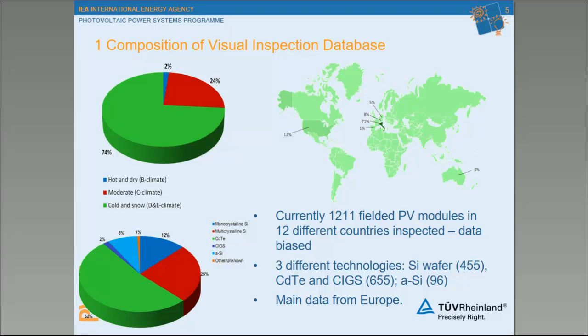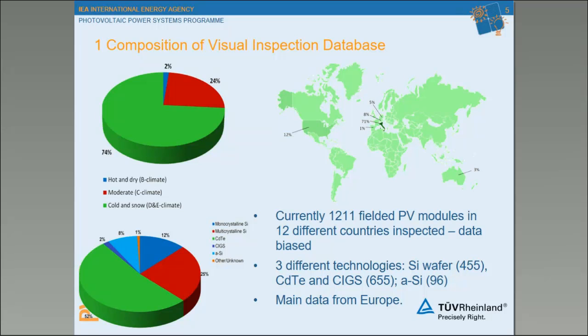Our first investigation uses visual inspection methods worldwide. We have collected data from more than 1,200 fielded PV modules in different countries. As you can see from the map, it is mainly centered in Europe, but we do have some data from Australia and the US as well. With respect to the climatic zones, most of them are in cold and snow climate, followed by moderate climate.